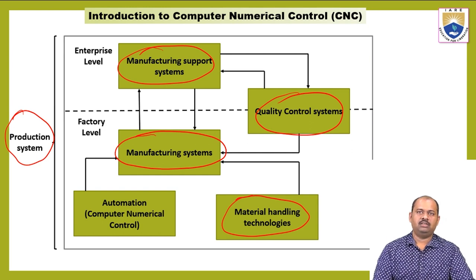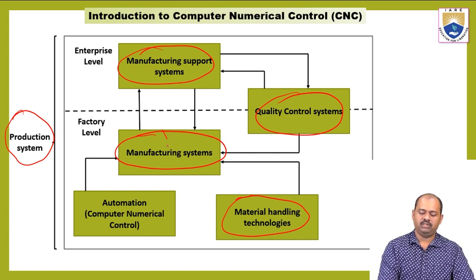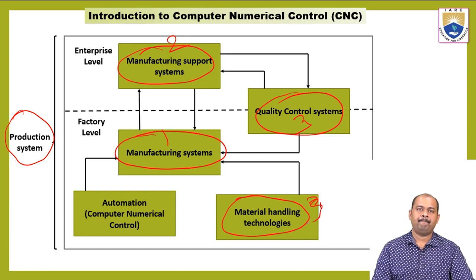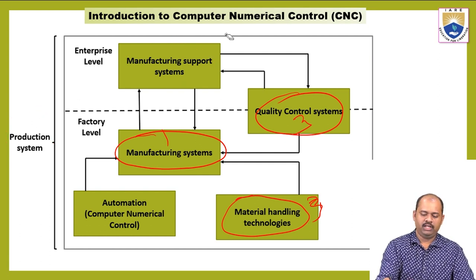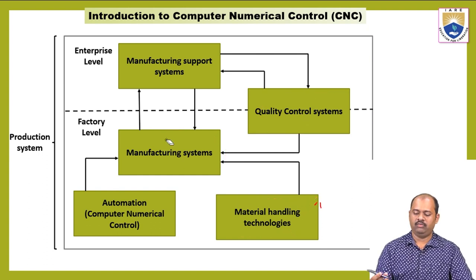These four parts are the key blocks of any manufacturing industry. The first one is the manufacturing system. The second one is manufacturing support, which is of the secondary level. The third one is quality control, which will check the quality of the manufactured products. And then the fourth is material handling technologies. All these processes are normally done in the conventional form in any kind of manufacturing industry.